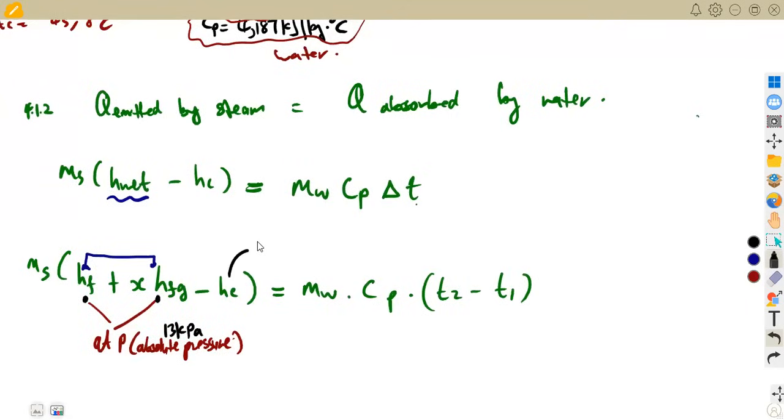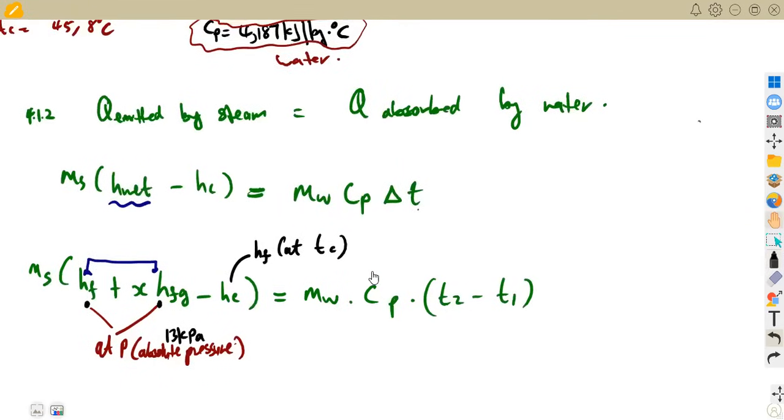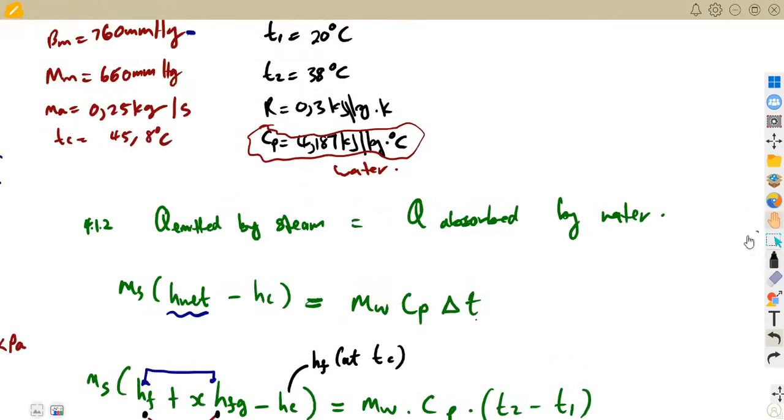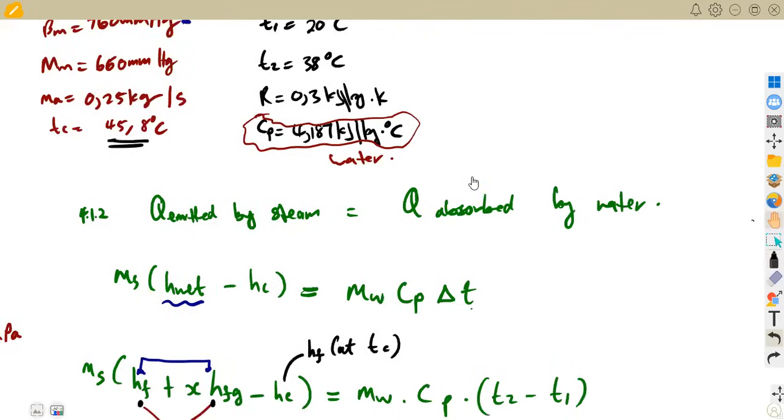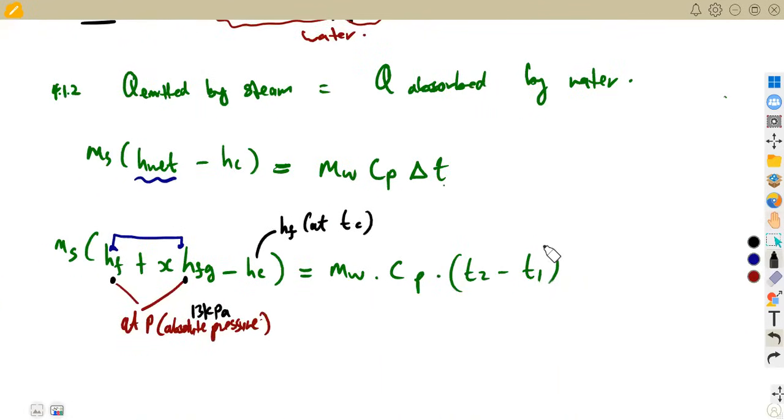Then HC is the value of HF. This is HF at TC, which is the temperature of the condensate. In this case, for TC, we've got the temperature of the condensate here at 45.8 degrees Celsius. So at 45.8 degrees Celsius, we're going to find the value of HF there. So that's it. Just going to substitute our values. Then we calculate the mass. We find the mass of water.